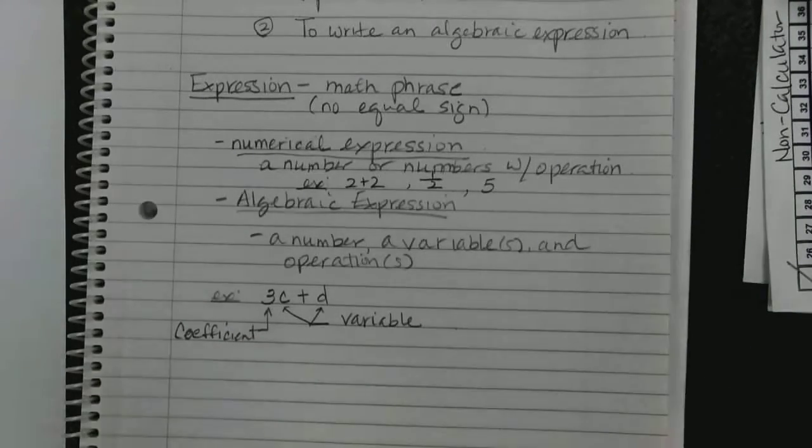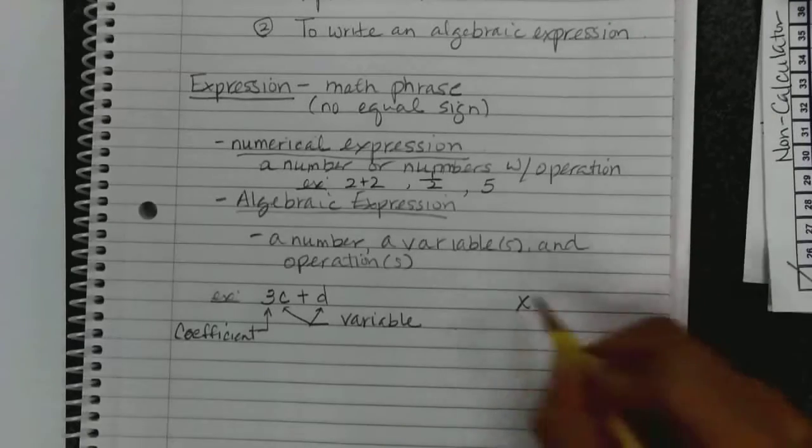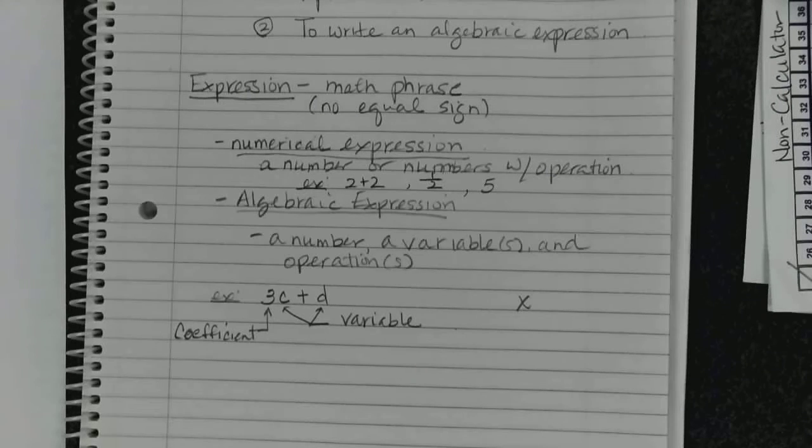Okay? And I asked this to my first hour. If I had variable x, right? Let me write it over here. Does this x have a coefficient? I got 2 no's. Yeah? No. One. It does have a coefficient of 1. Because what is 1 times x? X. Does everybody see that 1 times x is x?